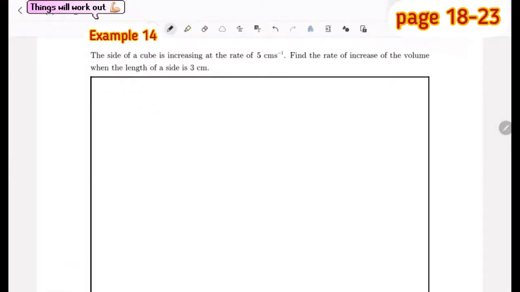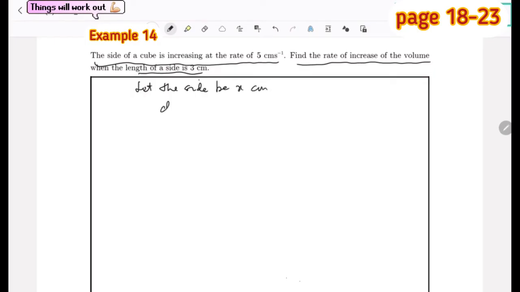Let's look at the first example. The side of a cube is increasing at the rate of 5 cm per second. Find the rate of increase of the volume when the length of a side is 3 cm. So let the side be x cm. We are given dx/dt to be 5 cm per second. So we need to find dV/dt when x equals 3.